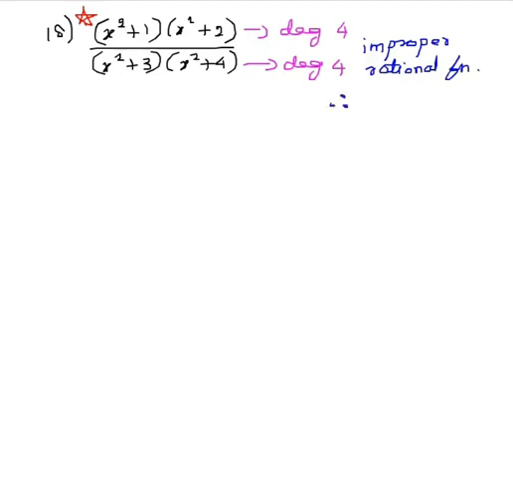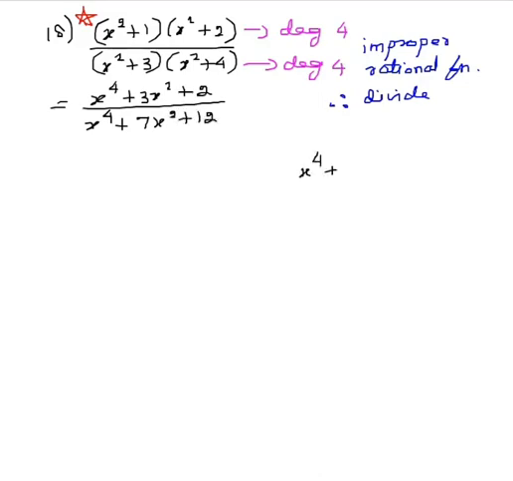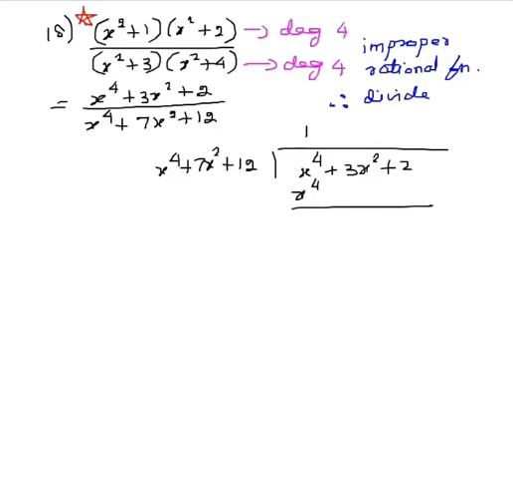Since it is an improper rational function, we have to divide. Do the long division and write it as quotient plus remainder by divisor. So to do the division, we have to multiply. x power 4, 1x square plus 2x square is 3x square, and 2. Here x power 4, 3x square plus 4x square is 7x square, and plus 12. Write the numerator, and the divisor is x power 4 plus 7x square plus 12. It goes one time.